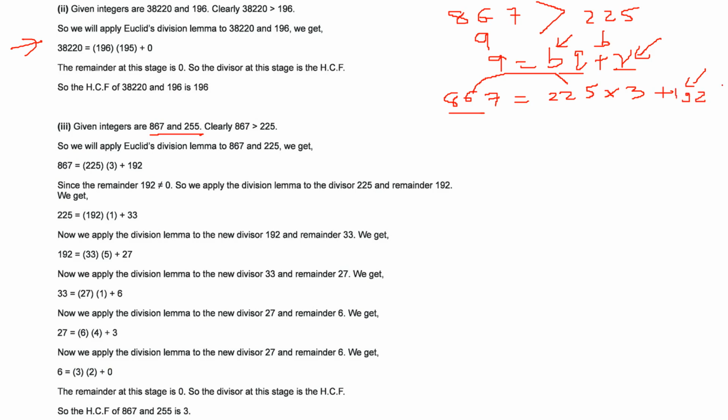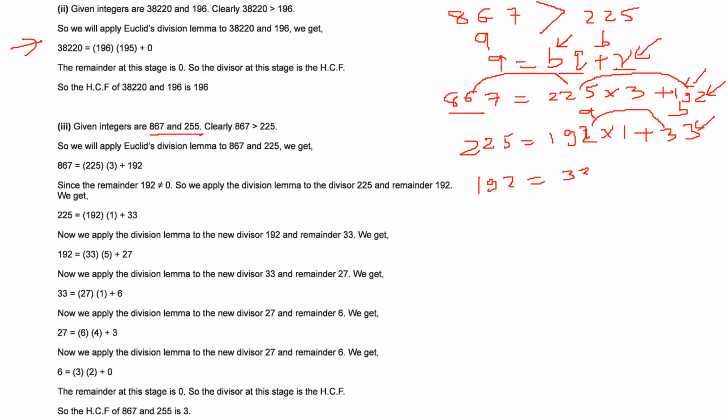Now you don't have a remainder as 0. So 225 and 192, now this is A, this is B. So 225 can be written as 192 into 1, because if I multiply it by any other number, it will go past 225 that we don't want, plus 33. Again, we are not getting remainder as 0. So 192 and 33. So 192 is equal to 33 into some number, say 5, and you just subtract 192 with 33 into 5, you get 27.